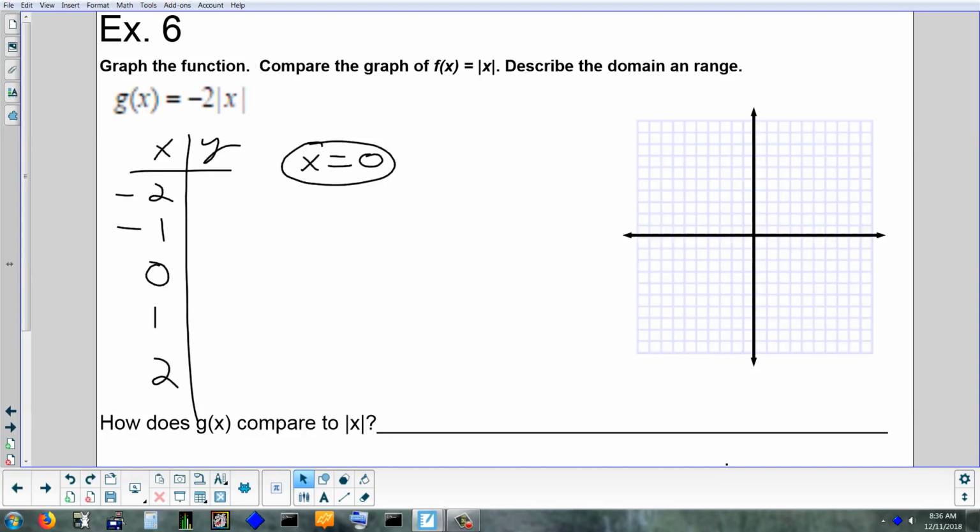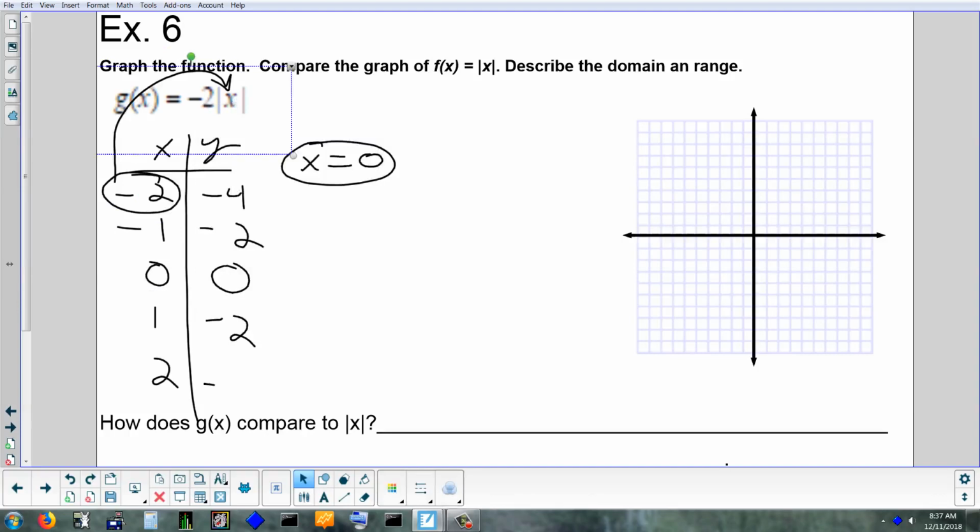Now what? You have to do the y values, so that means you have to plug them in. -2 times the absolute value of x. Careful, no minus here. This is multiplication. So -2 times the absolute value of -2. What's the absolute value of -2? 2. 2 times -2. -4. Let's do it again. Absolute value of -1. 1. 1 times -2. -2. Absolute value of 0. 0. 0 times -2. 0. And now the next ones are going to repeat.